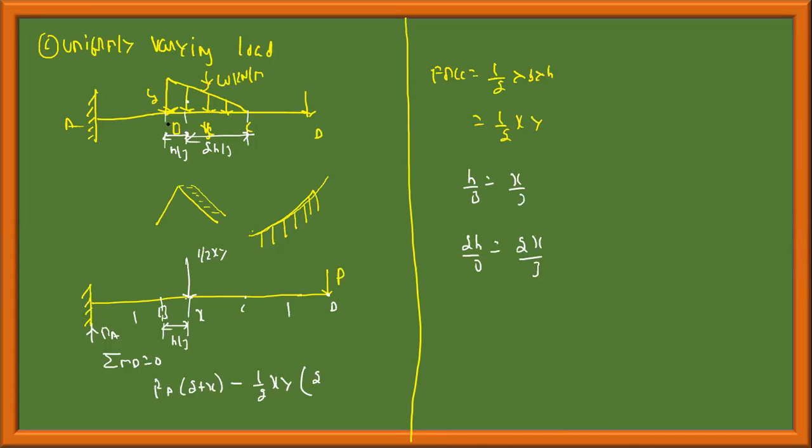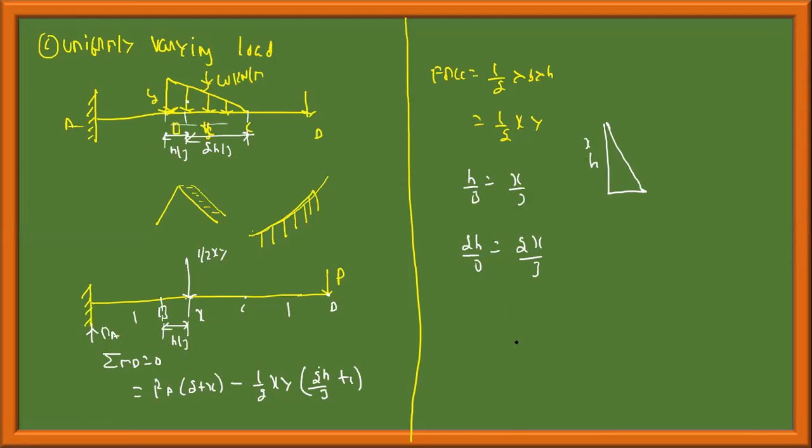This region is X, right? 2H by 3 is nothing but, since H by 3 is X by 3, 2H by 3 is 2X by 3 height. If you consider a triangle like this, this is the height of the triangle, which in our case is X. So it is half into X into Y into 2H by 3. That's one. This is how we should take it. This is the moment about the point. So this is the case of this.